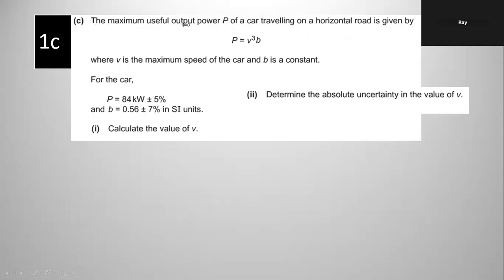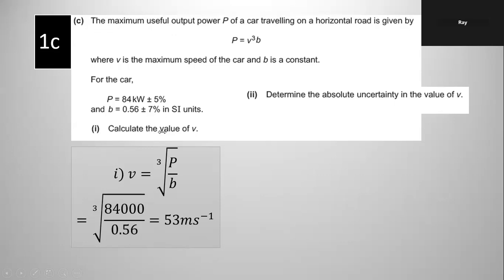The maximum useful output power of the car traveling on the horizontal road is given by P equals k v cubed, where v is the maximum speed of the car and k is a constant. For the car, P equals 84 kilowatt plus minus 5%. k is 0.56 plus minus 10% in SI unit. Calculate the value of v. 53 meters per second. Okay, 53 meters per second.